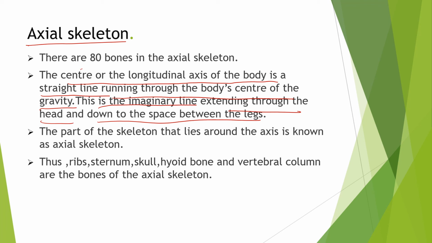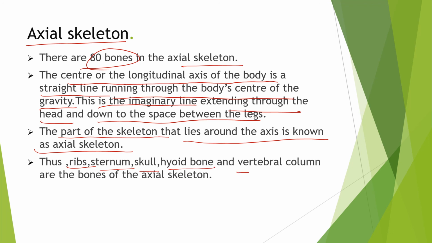There are 80 bones in the axial skeletal system, mainly the skull. It comprises the ribs, the hyoid bone, the ear bones and the vertebral column. The part of the skeletal system that lies around the axis is the axial skeletal system, and they are mainly the ribs, the sternum, the skull, the hyoid bone and the vertebral column. And what about the appendicular skeletal system?